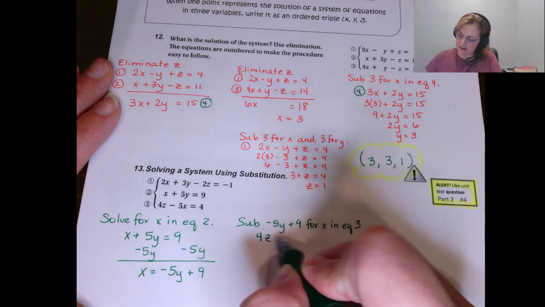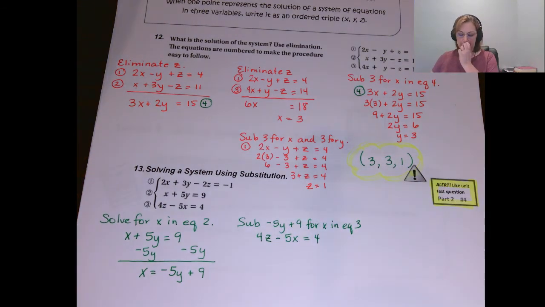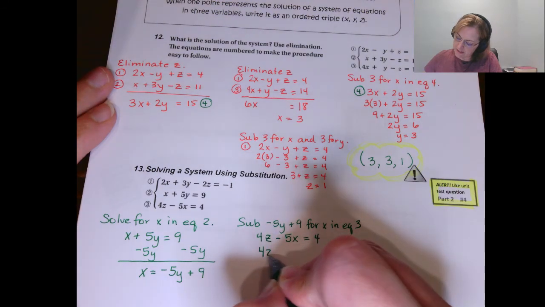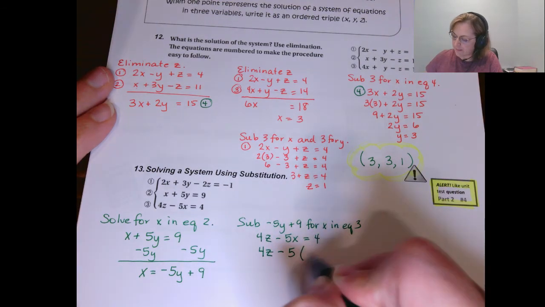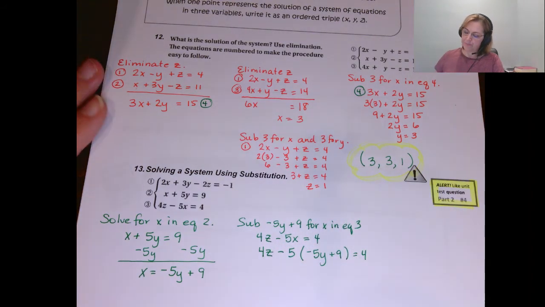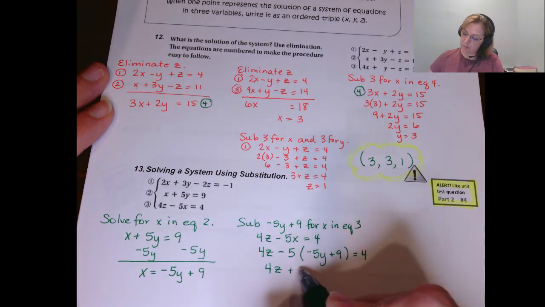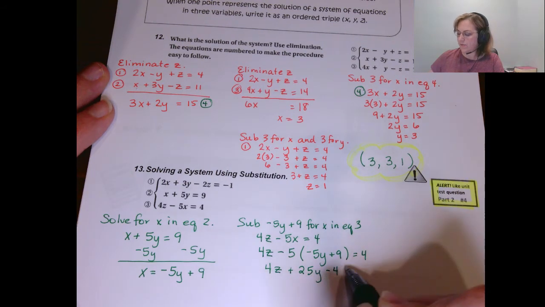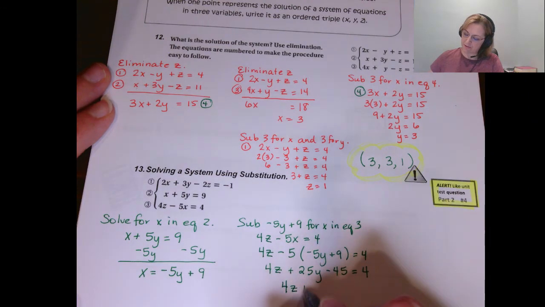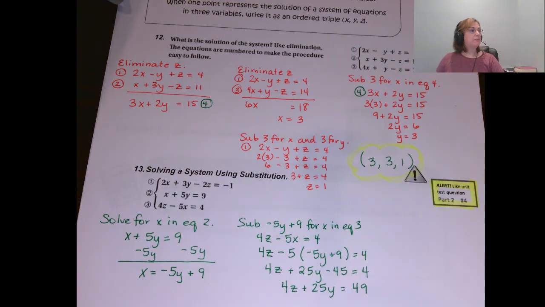So I've got 4z minus 5x equals 4. So I've got 4z minus 5 times negative 5y plus 9 equals 4. So if we distribute, I've got plus 25y minus 45 equals 4. So I've got 4z plus 25y equals 49. So I just added the 45 there.